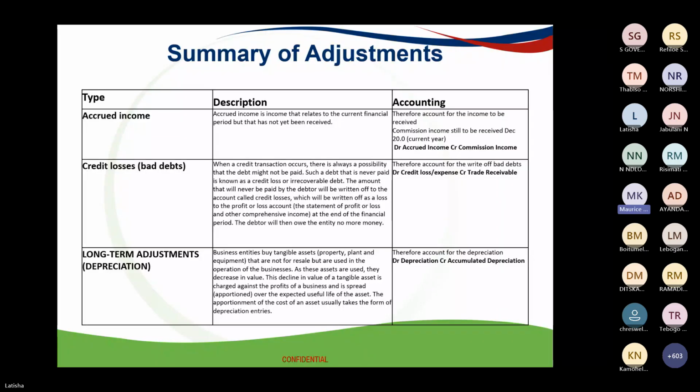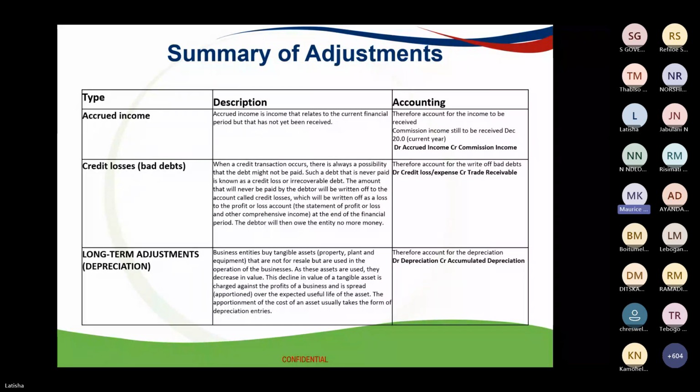Okay. My colleague will illustrate this by the examples in the assessment question.